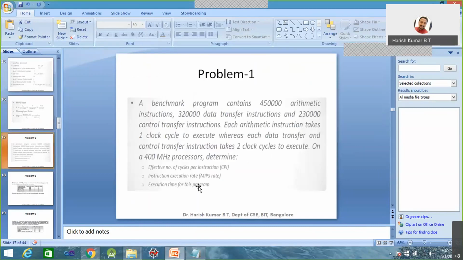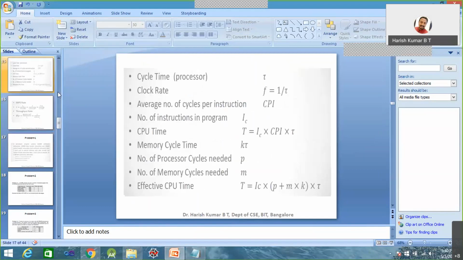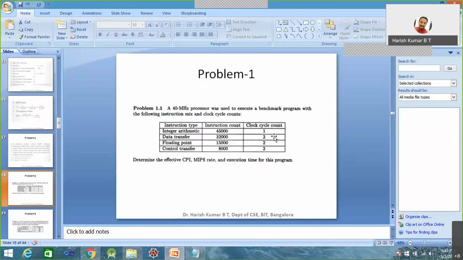Execution time for this program. Execution time for this program can be found by using this. T is what you have to find. IC you know, CPI you know, tau you don't know, but tau can be replaced by 1 by F. So T is IC into CPI by F. F you know, 400 into 10 raised to 6. You simplify, you'll get the answer. Solve it later. So that was problem 1.